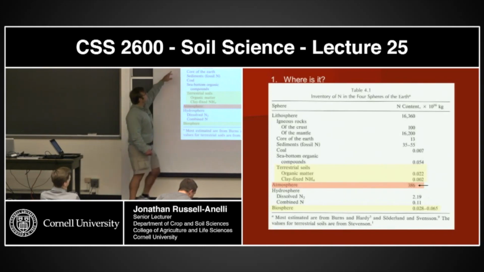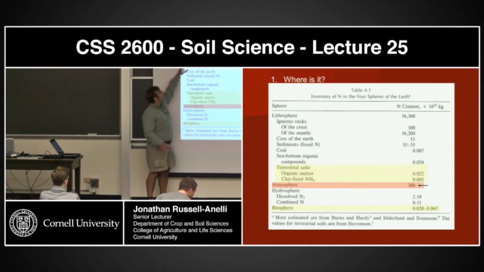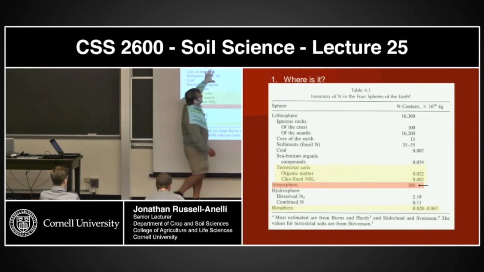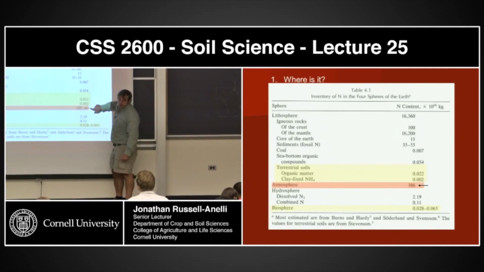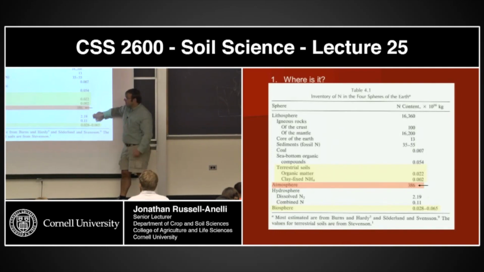The largest pool, if you're talking about nitrogen, is in the lithosphere, in the rocks: the core of the earth, the sediment, the coal, seabed materials. Then you actually look at the terrestrial soil component, very small pool. The second largest pool behind the lithosphere is the atmosphere, nitrogen gas in the atmosphere. We also have the hydrosphere, fairly small pools, and then we have the biosphere. That's us. Very small pool.